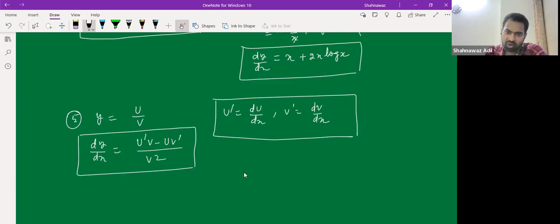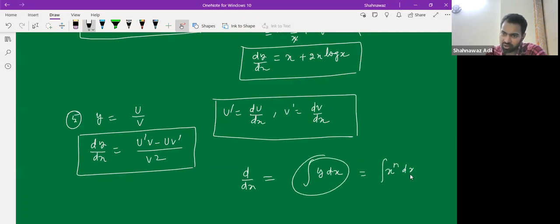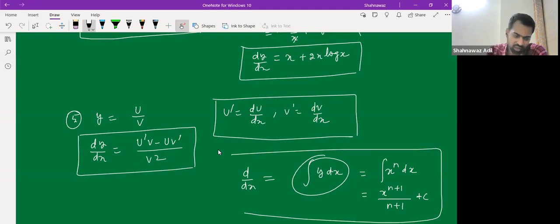And you also know that the reciprocal or the inverse of differentiation is integration, right? So integration of y dx. And we know that the integration of x^n dx is x^(n+1) over (n+1) plus c. So yeah, these are the basic concepts that we need to know beforehand. Okay.